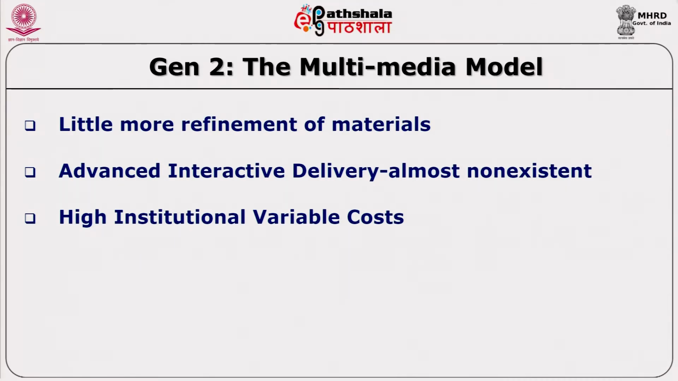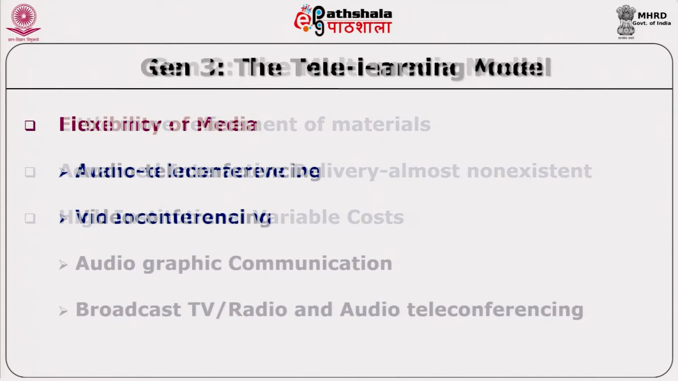Here again the interactive delivery was almost non-existent and the institutional variable costs were not as high as in generation 1, but still the costs were higher.